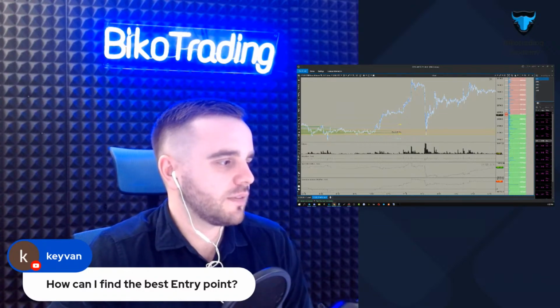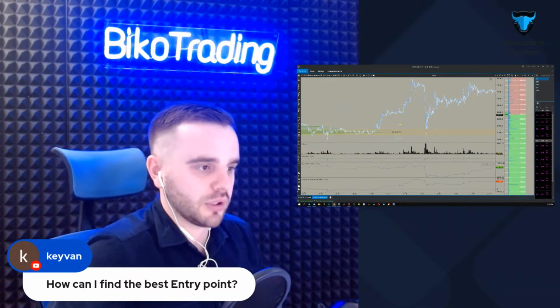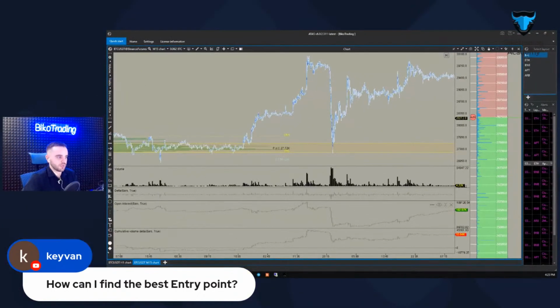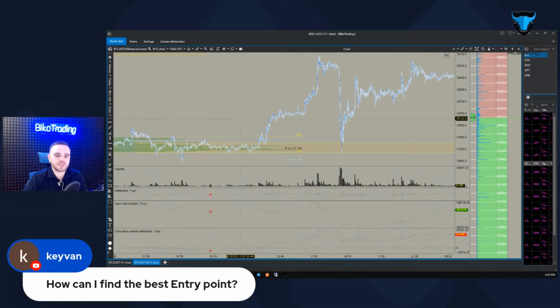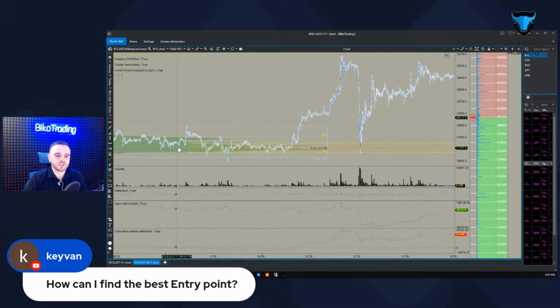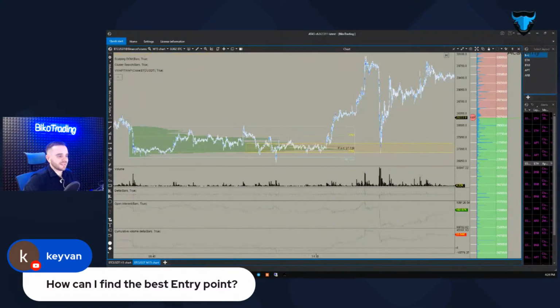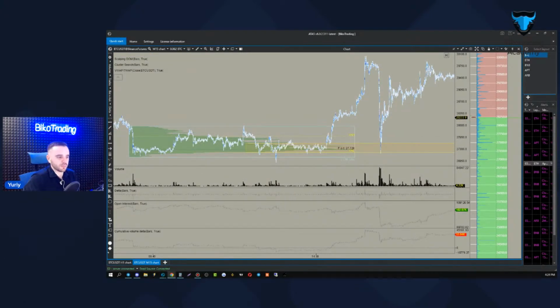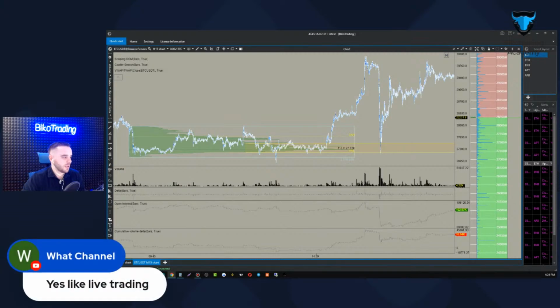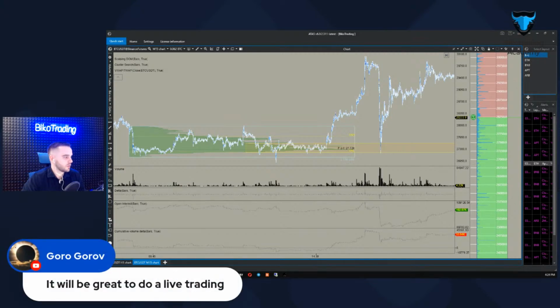How can I find the best entry point? I'll share with you the best entry point. First, you need a proper area, and secondly, you need proper indicators like cumulative delta plus open interest. It is maybe one of the best combinations. To find the best entries, you need to learn all about these indicators. Tell me, Kevin, did you ever use Orderflow before? Okay, live trading, good. Good, guys.